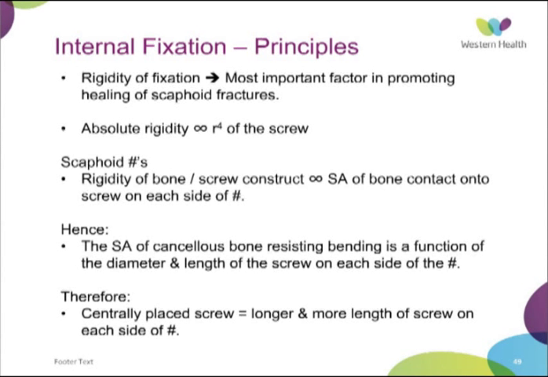In scaphoid fractures, the rigidity of the bone screw construct is also directly proportional to the surface area of bone contact onto the screw on each side of the fracture. Hence, the surface area of cancellous bone resisting bending is a function of the diameter of the screw and the length of the screw on each side of the fracture. Therefore, if we place a screw centrally in the bone, we can get a longer and wider screw in there, hence something that's more rigid, as there's more screw on each side of the fracture.